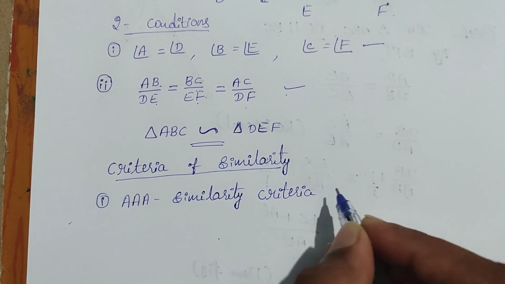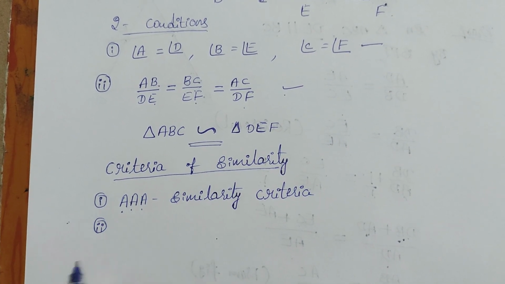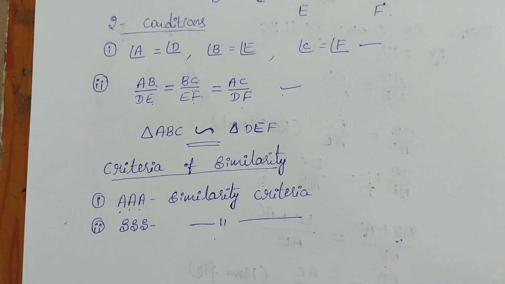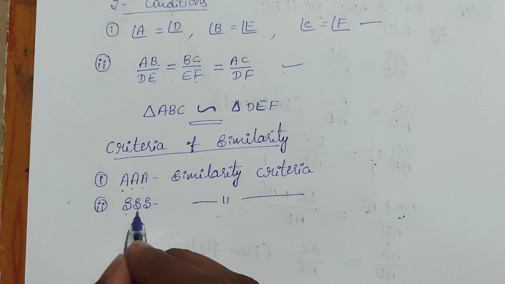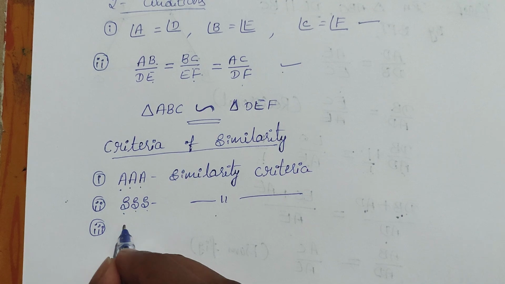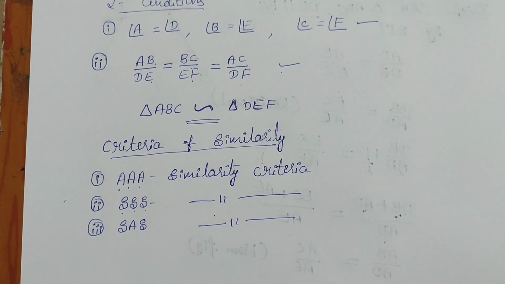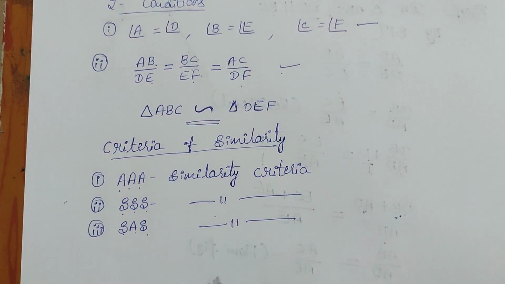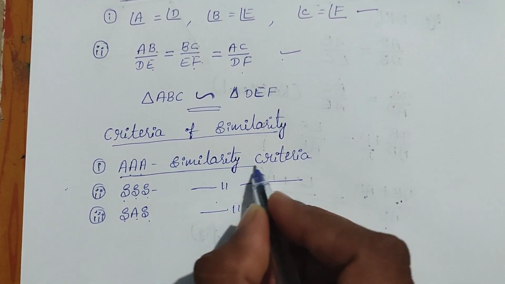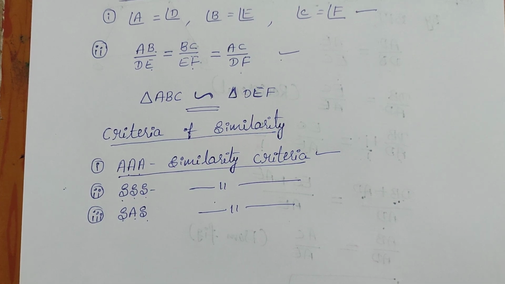A means here angle, angle similarity criteria. And the second one is the SSS similarity criteria. Here SSS means side, side, side similarity criteria. And the third one is the SAS similarity criteria, side, angle, side similarity criteria. Now we will discuss this first criteria, that is angle similarity criteria, in this session.